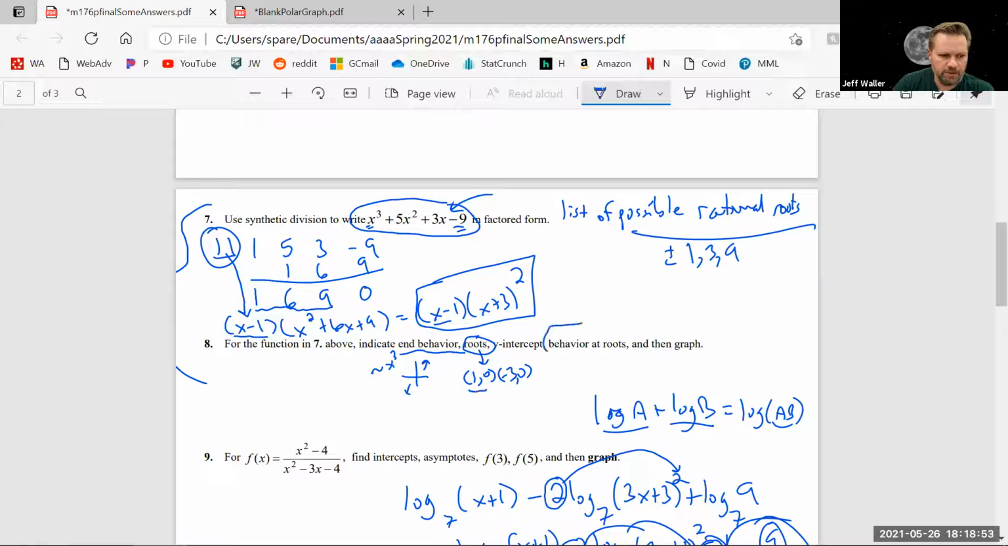So now we're going to look at this. Don't worry, we're going to come back to this guy. What's the multiplicity of (1, 0)? 1. So is it going to go through or turn?